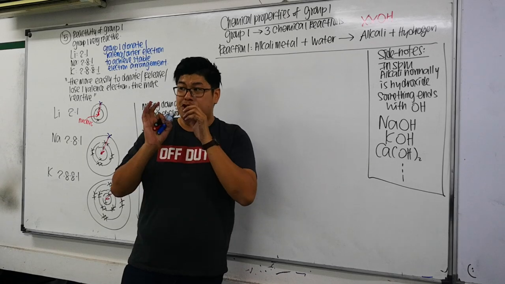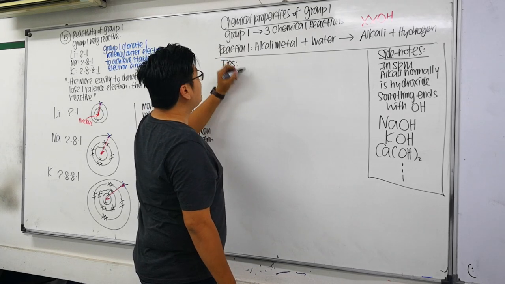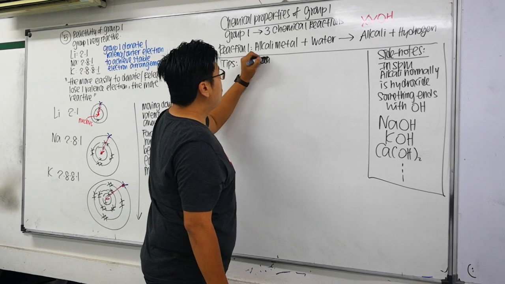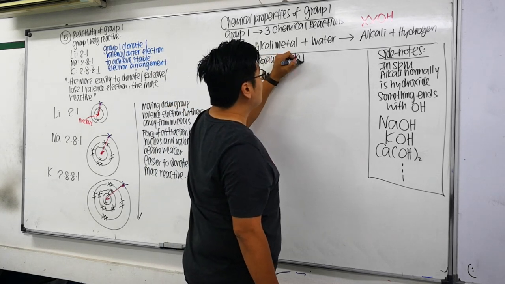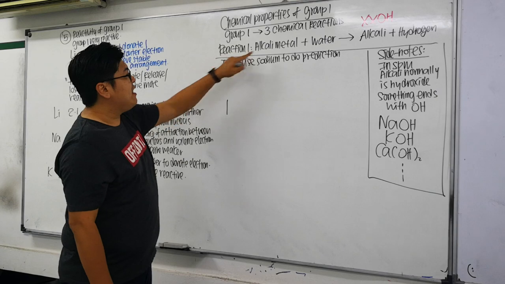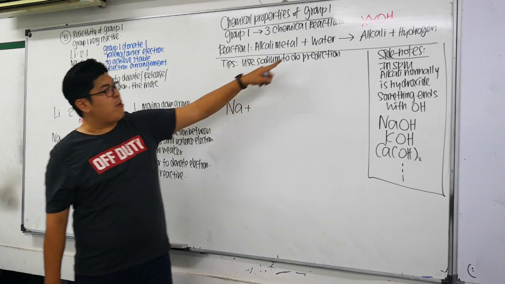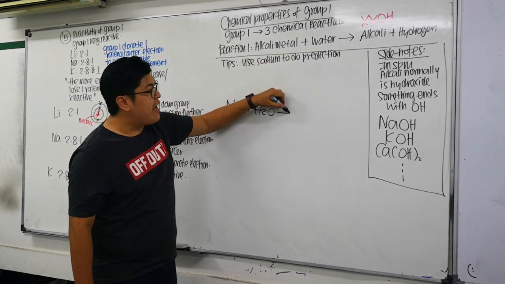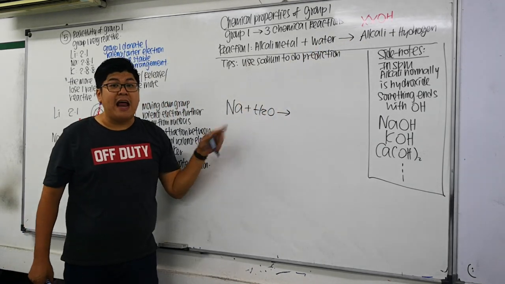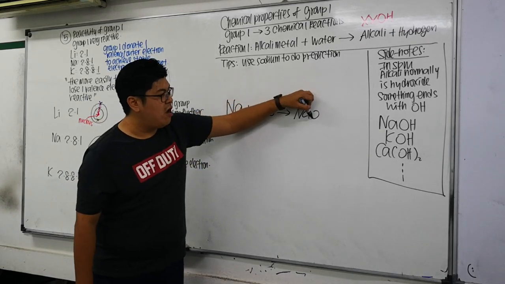Everyone, you see how I do? I'll show you some magic. So, my tip is to always use sodium to do prediction. What does that mean? Follow me, please. This is sodium, which is the alkali metal. Sodium, an alkali metal, reacts with water. Fantastic, I will get an alkali. So any alkali that has sodium is NaOH.